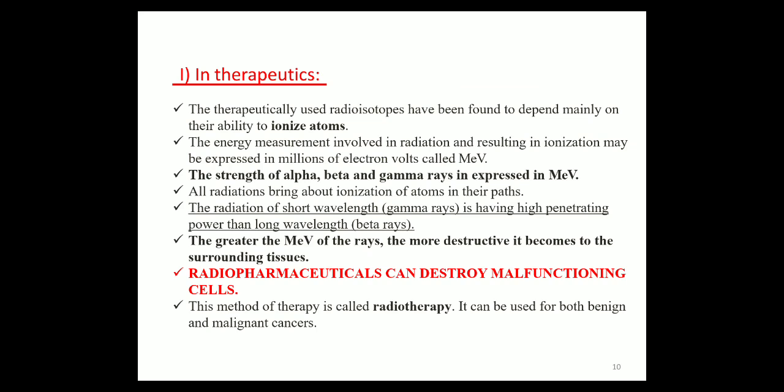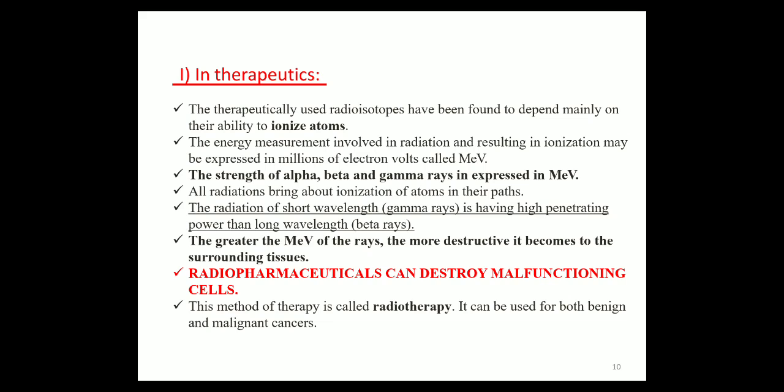Next, in therapeutics, we will discuss applications of radioactive material. First, radiation therapy. We all know what is meant by radiation therapy. Therapeutically used radioisotopes have been found to depend mainly on their ability to ionize atoms. The energy involved in radiation and resulting in ionization may be expressed in millions of electron volts, called MeV. The strength of alpha, beta and gamma rays is expressed in MeV. All radiations bring about ionization of atoms in their paths.